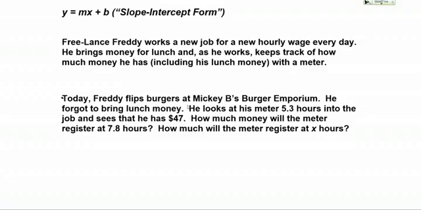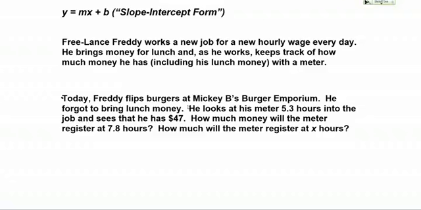Basically what we're doing here in all of this, when asking, for example, how much money will a meter register at 7.8 hours, we're finding out if we can determine any point that we would like along the line that would be representing the relationship between the number of hours Freddy works and how much money he has, including his lunch money. So let's solve this problem here.